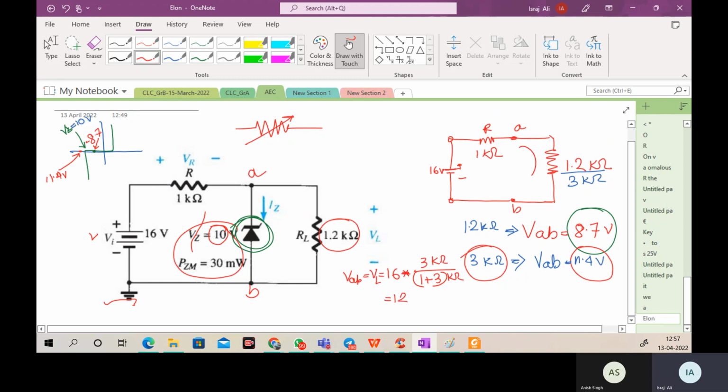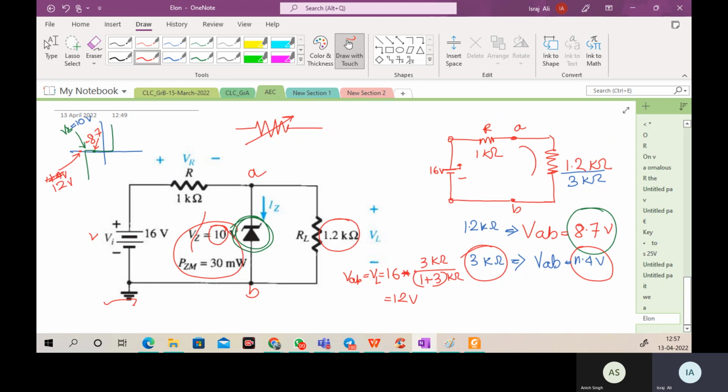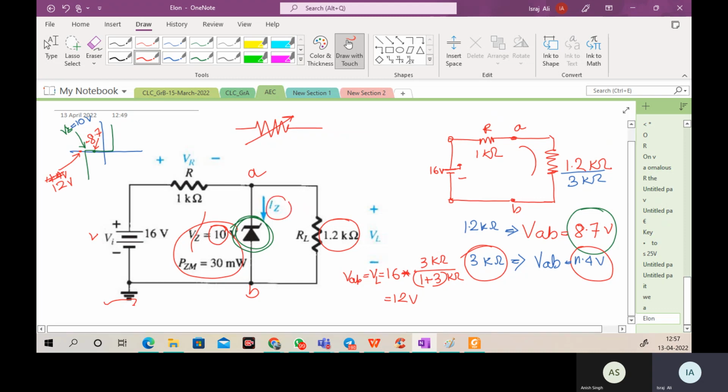They are correct. They are continuously telling that it is 12 volt. Thank you for questioning me. Okay, so I got that 12 volt. Is it okay? Correct. Yes. So 12 volt is there. So it is more than 10 volt, which means my diode is active right now. Very good news. Now I need to find out the IZ value.